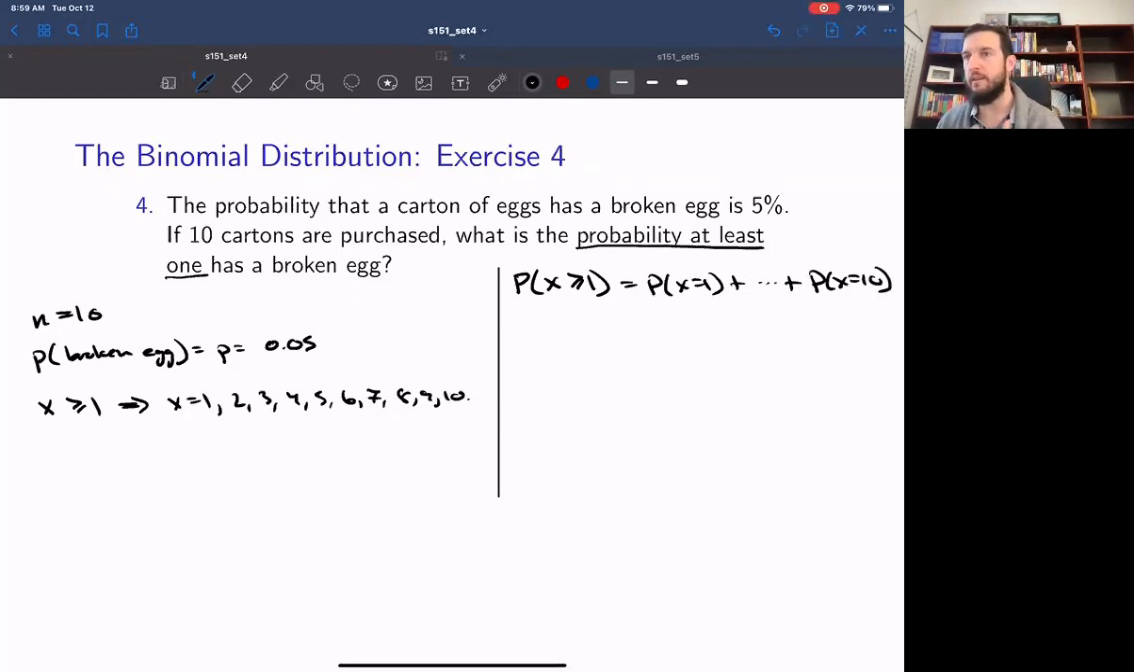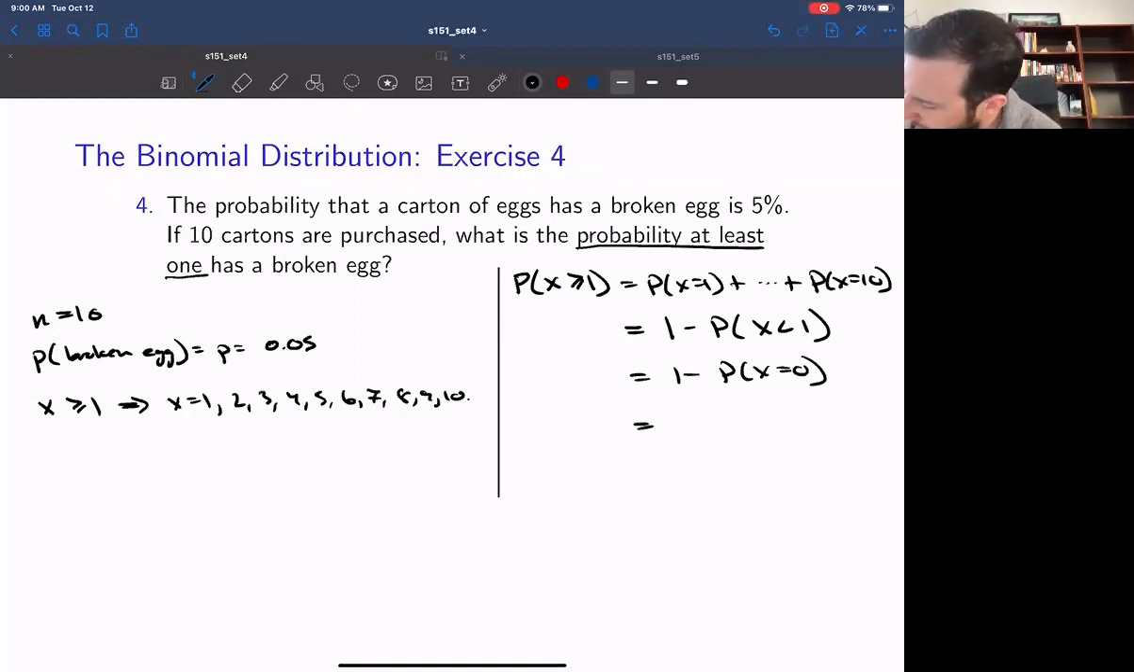Okay, so again, you can do it this way. There's nothing wrong with this. It's just very long. The trick here is to recognize that this is actually equivalent to 1 minus the probability that x is strictly less than 1, which is equivalent to the probability x is equal to 0. So whenever we are asked for the probability of at least one success, that's the same thing as 1 minus the probability of no successes.